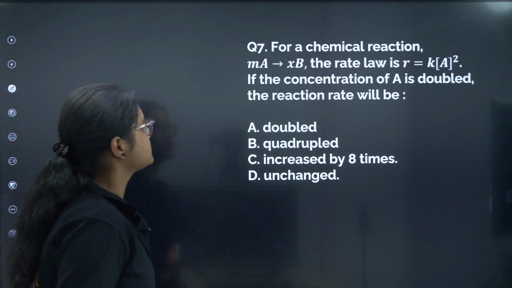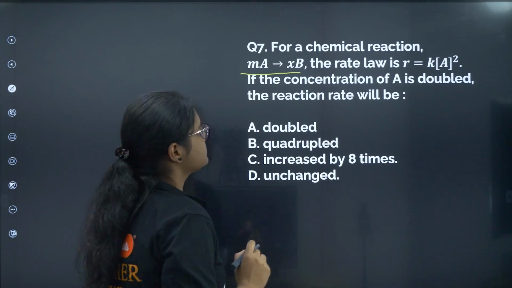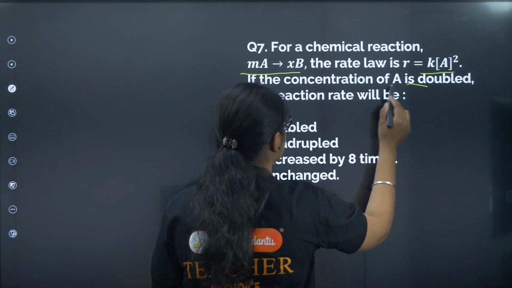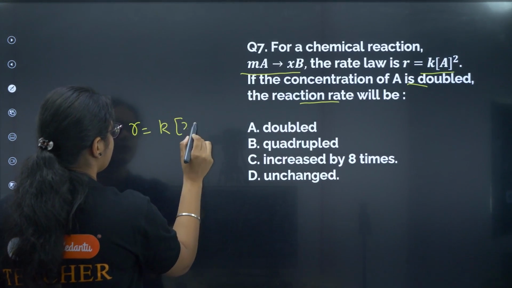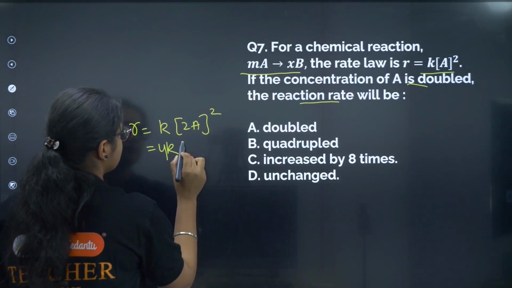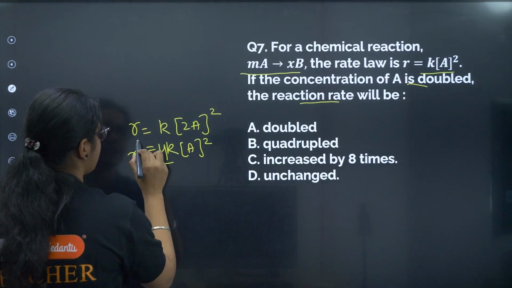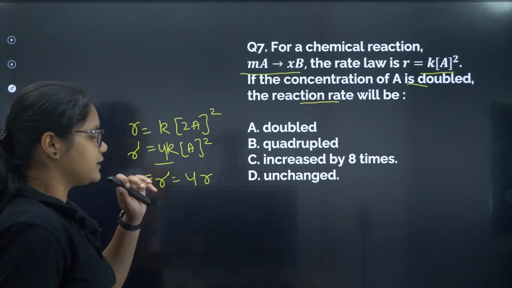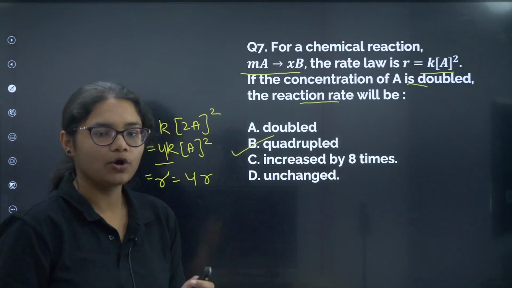Now let us see quickly this one. Again, rate law. For a chemical reaction, mA gives xB, the rate law is given by R = k[A] square. If A is doubled, the reaction rate will be? Very simple one, R is equal to k into (2A) square. So we will get 4 times of k[A] square. So what is the new rate? I can write, this is my R dash. R dash is equal to 4 times of R. So the rate has quadrupled. So the correct answer is option B.